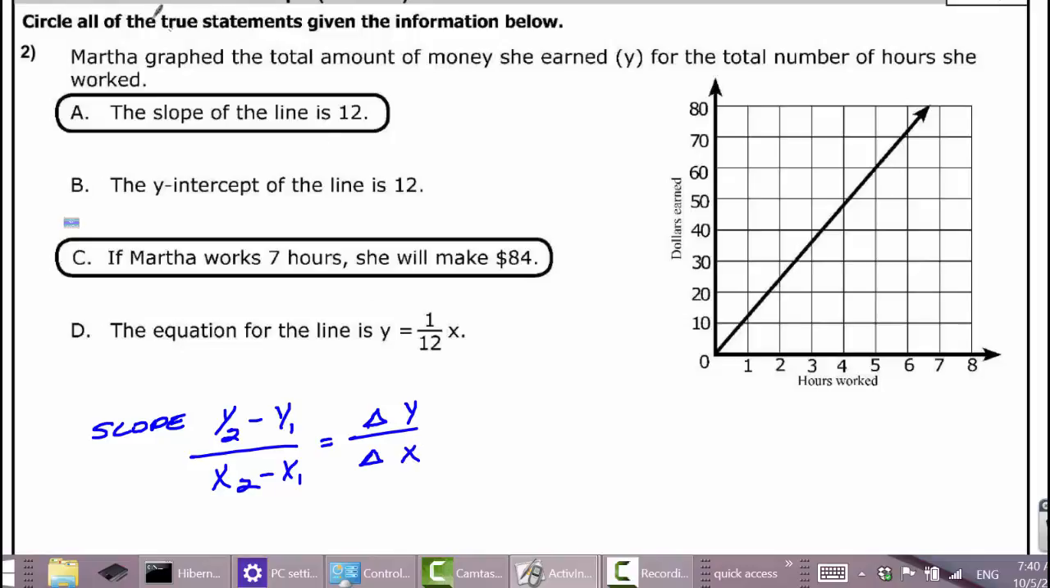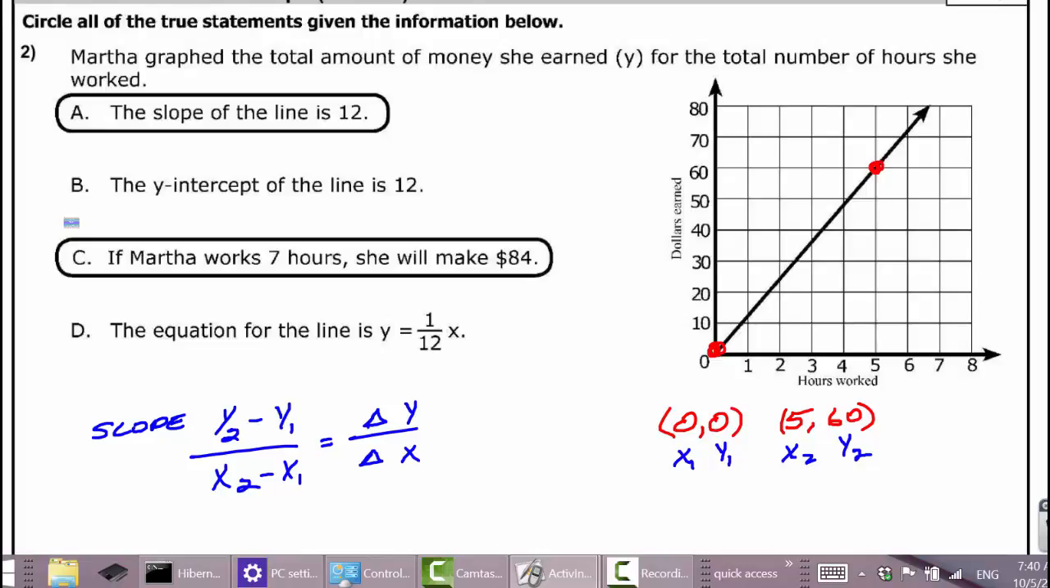So how do we figure out the change? Well, this one's nice because it goes through the origin. So we know we have the point 0, 0. And it also passes right here at the point 5, 60. So that gives us our 2 points to use. This is our x1 and our y1. This is our x2 and our y2.